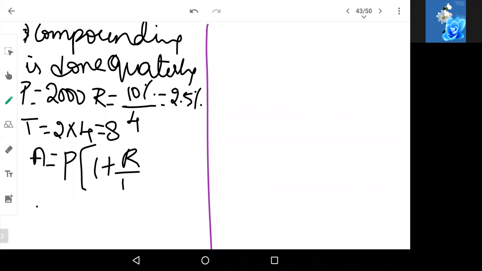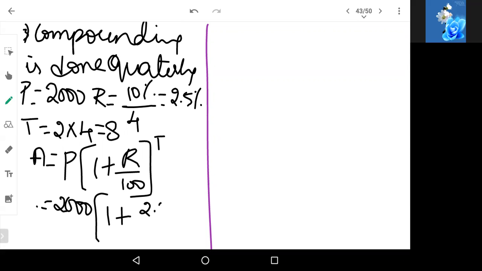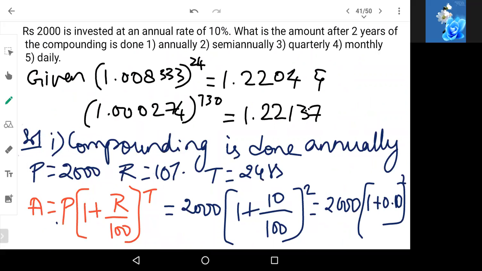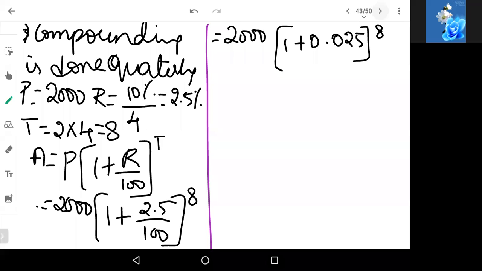Amount is equal to P into 1 plus R by 100 to the power T. So 2000 into 1 plus 2.5 by 100 to the power 8. 2000 into 1 plus 0.025 to the power 8. Now if you go back to the question, have they given the value? No, they have not given. So find out the value.